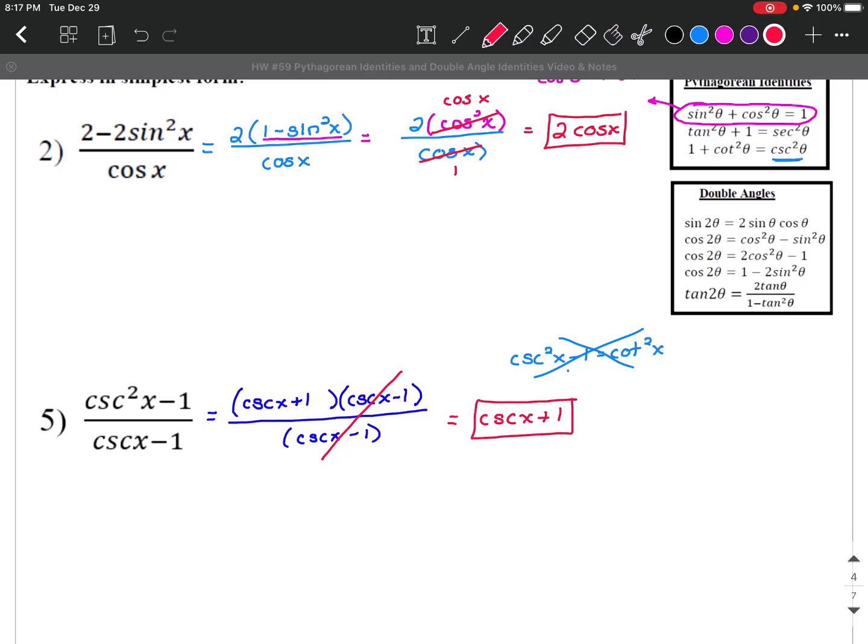So the takeaway here is you don't always have to use an identity. Sometimes factoring is the simplest. You want to try to have as few trig functions as possible. Okay, so if you already only have one trig function involved, don't introduce a new one. Okay, try to use as few trig functions as possible.